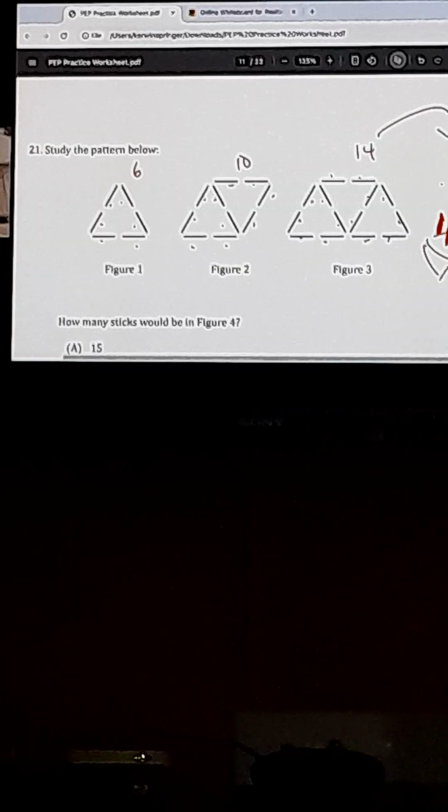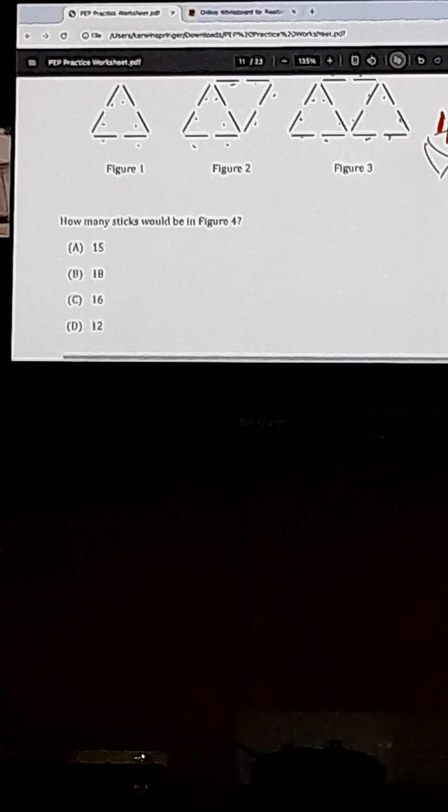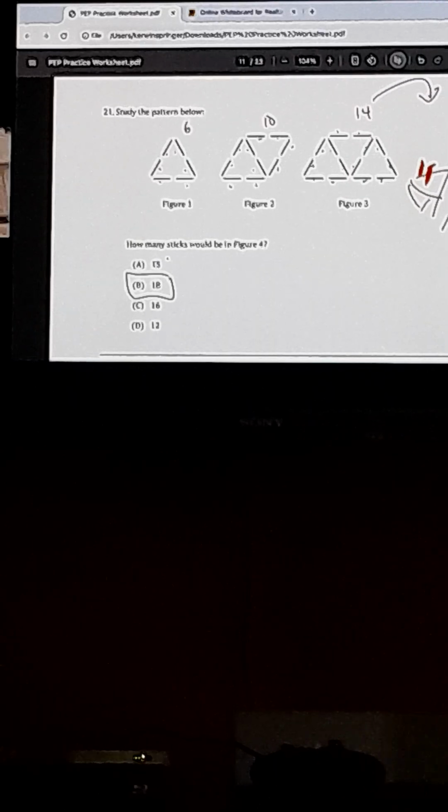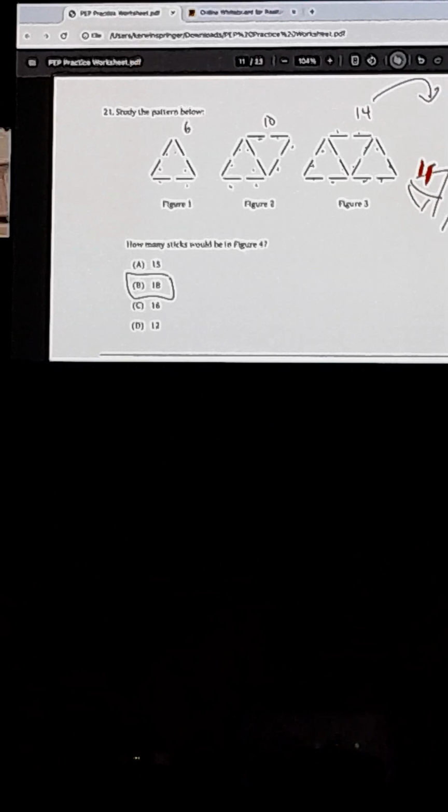So guess what's going to happen for figure 4? You just add 4 more. 4 plus 14 is 18. So the answer is part B.